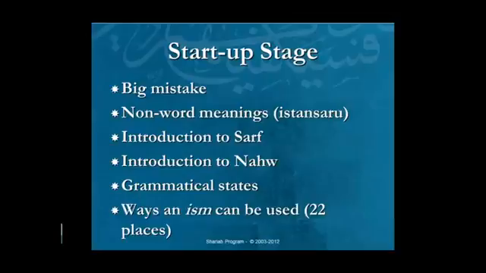So we're going to move forward now, and we're going to redevelop the grammatical states, the Rafa, the Nasab, and Jar, and tell you exactly what Rafa is. Because up until now you're thinking that Rafa means subject, and up until now you're thinking that Nasab means object, and you're thinking that Jar means possessive.